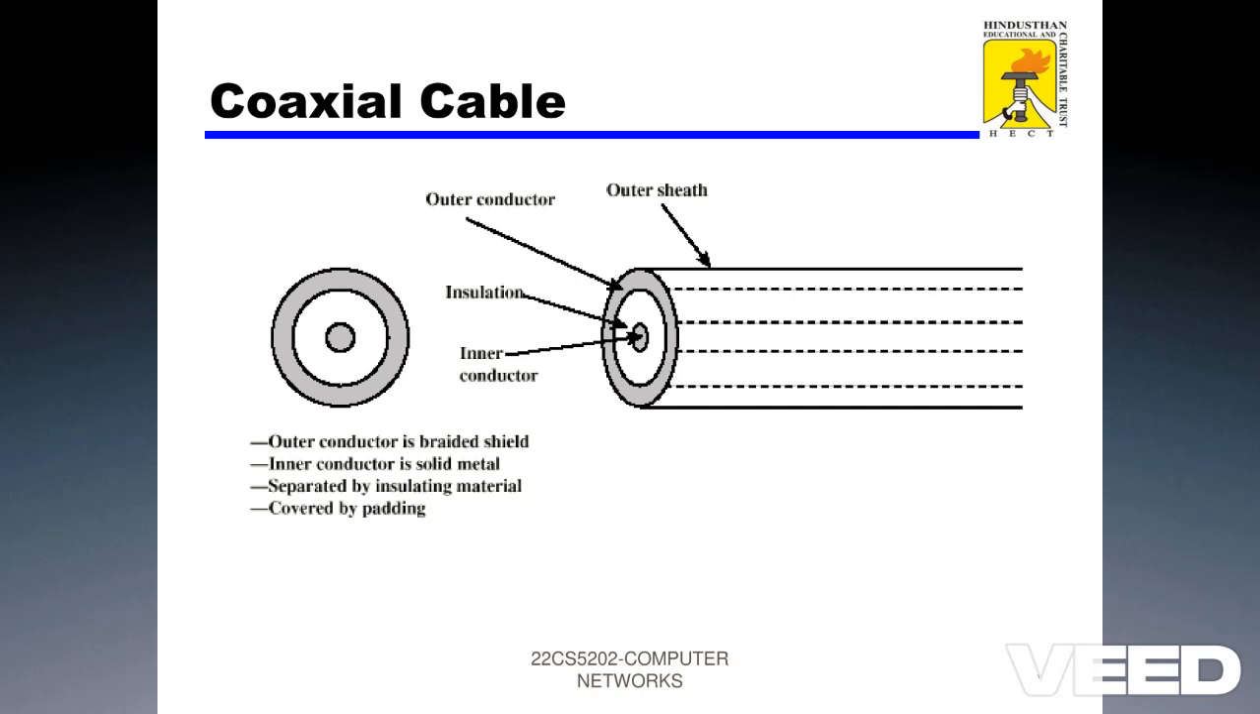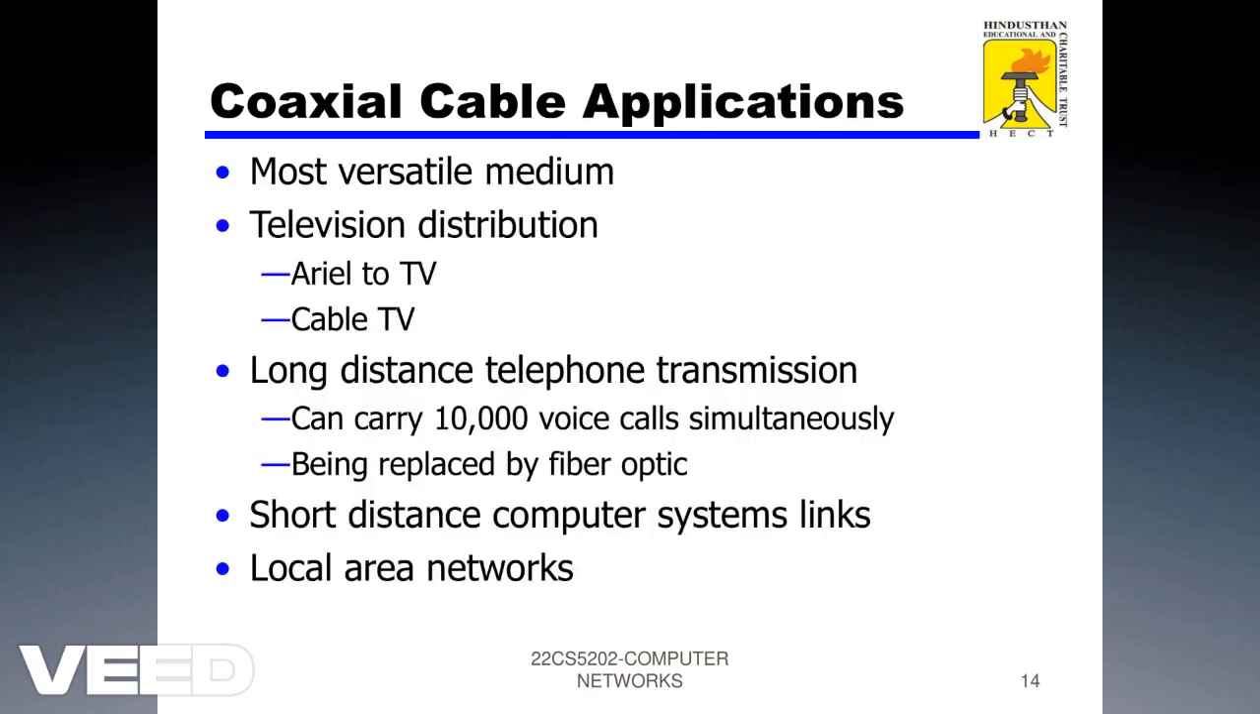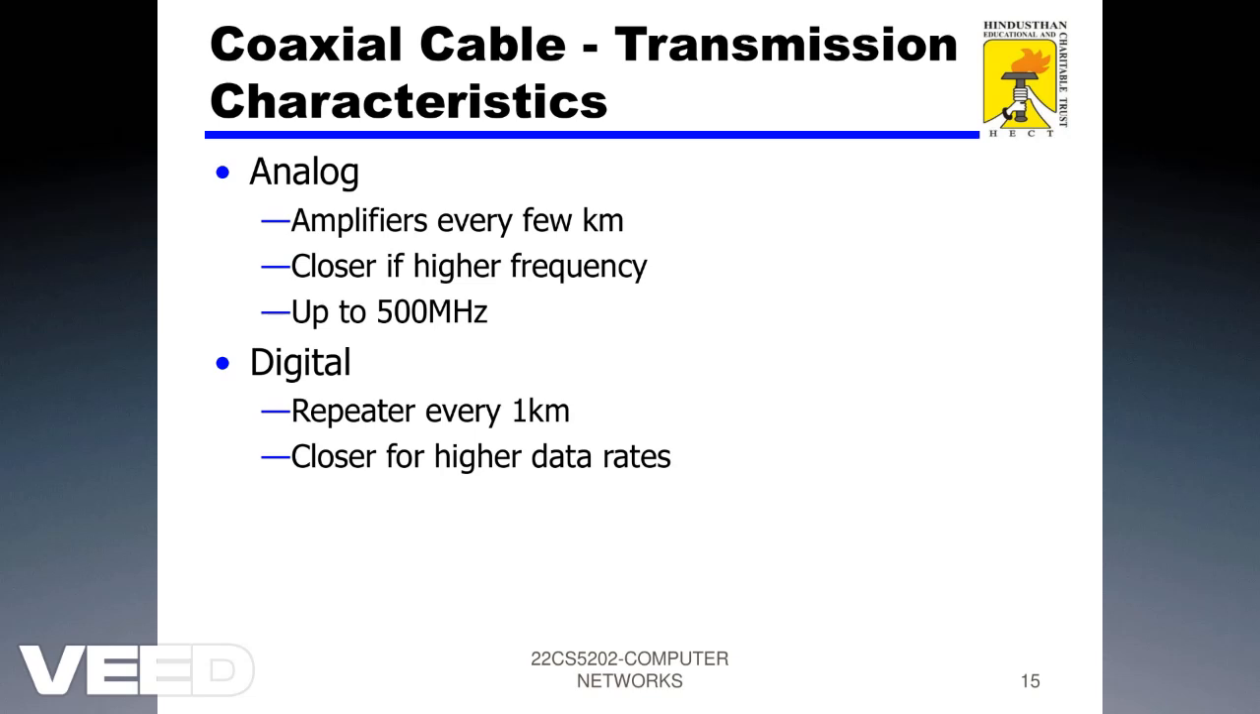Next is the coaxial cable. Coaxial cable is composed of an outer conductor, an inner conductor, and insulation. Coaxial cable applications are aerial to TV, cable TV, analog to digital and digital to analog conversion, long distance telephone transmission, and short distance computer system links and local area networks. It is very useful. Coaxial cable supports both analog and digital transmission. In analog we use amplifiers, and in digital we use repeaters.